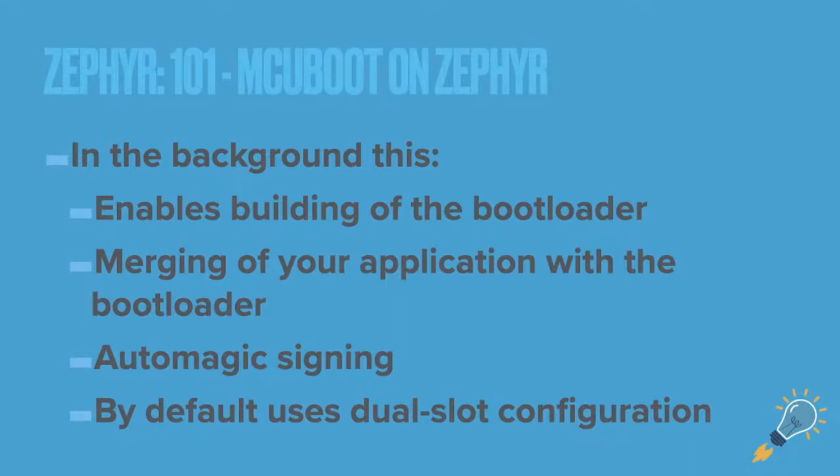So what happens when you actually enable this? Because there's a lot of magic that happens on the back end that you don't see. This is why I made this slide: what are all the things that are happening? We're building the bootloader. We're also building the application. We're merging the application. We're signing the image, and then by default, when you turn this on, it's going to default to a single or a dual slot configuration within the device. So you don't have to do anything extra, and as long as your device and processor is one supported in Zephyr, you're good to go.